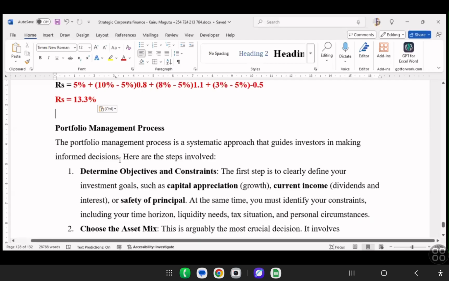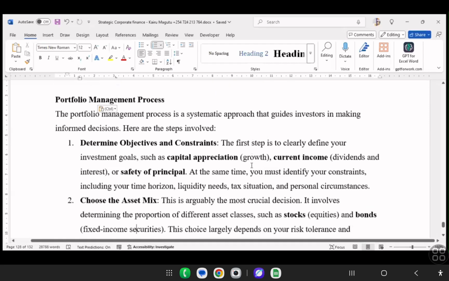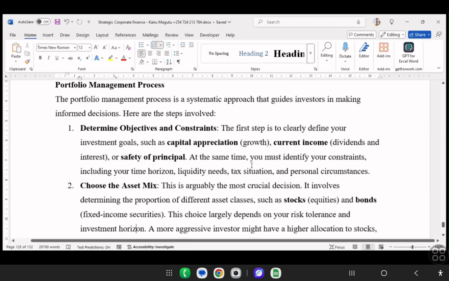When I look at this part, the portfolio management process is a systematic approach that guides investors in making informed decisions. These are the steps that are involved. Number one, determine the objective and constraints. The first step is to clearly define your investment goal, such as capital appreciation, that is growth. Is it to get current income in form of dividend and interest? Is it safety of the principal? Is it risk diversification? At the same time, you must identify your constraints, including your time horizon, liquidity need, tax situation, and personal circumstance.